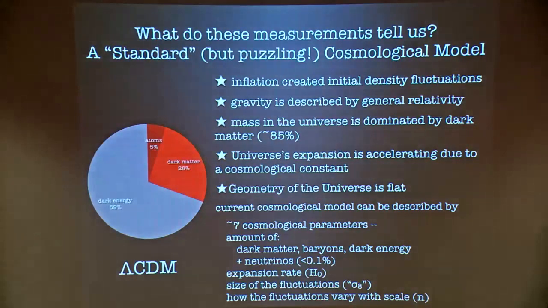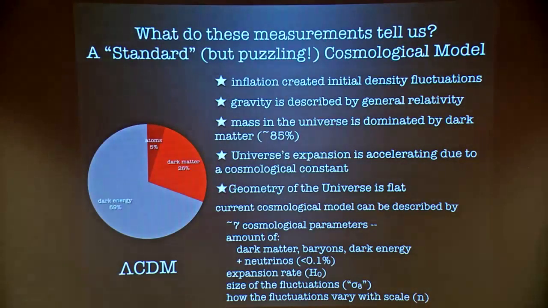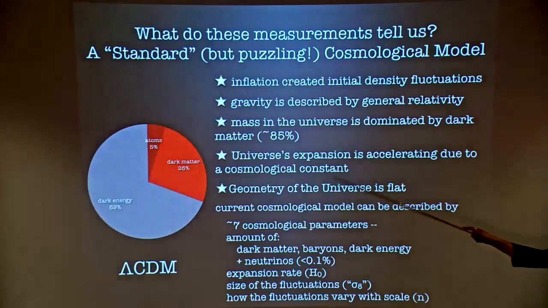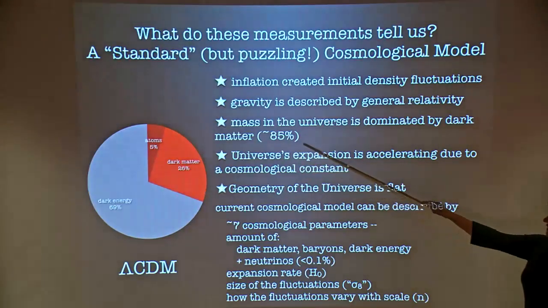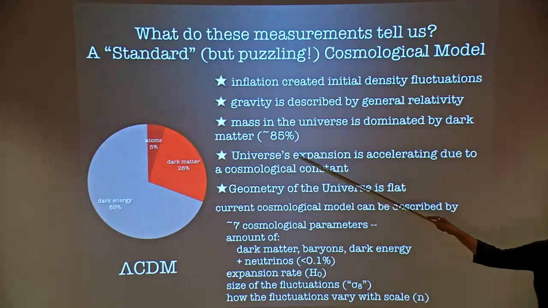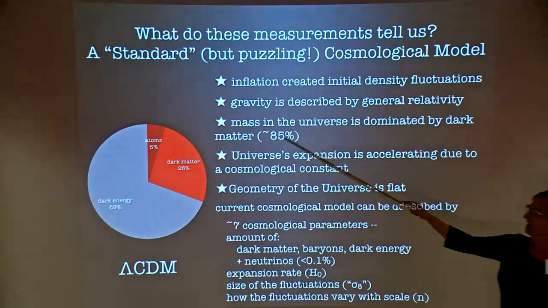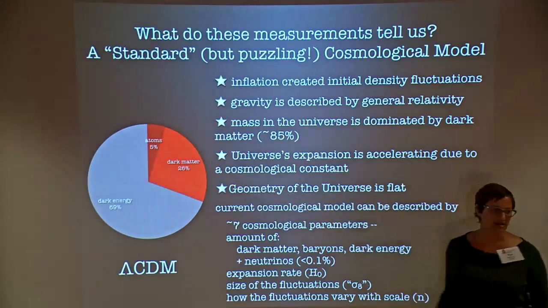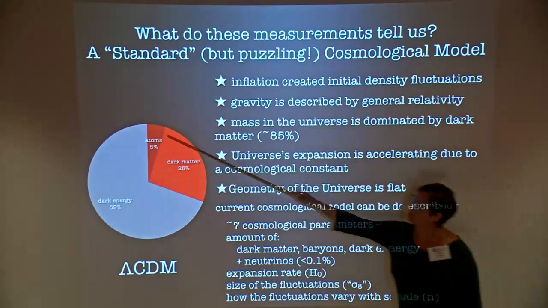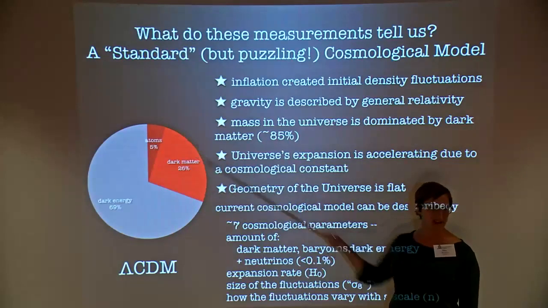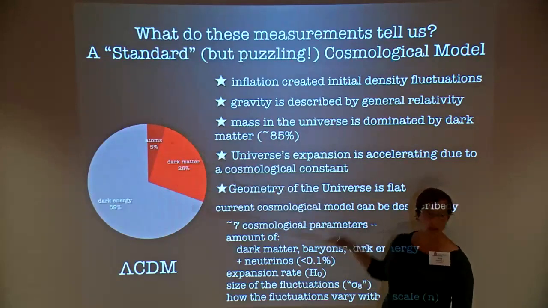Yeah? Why the difference between 26% on the chart and 85% up there? Yeah, so what I've done here, just to confuse you with fractions, is, dark matter is 85% of the matter. So if I only look at the red part, it's 85%. If I look at the whole pie, light, it's about 26%.